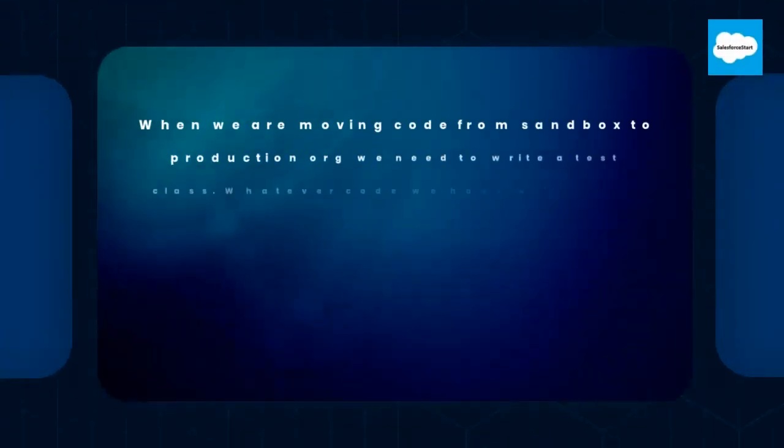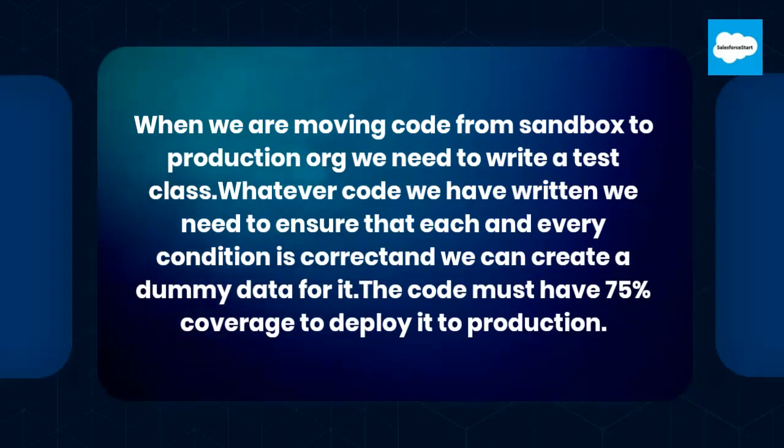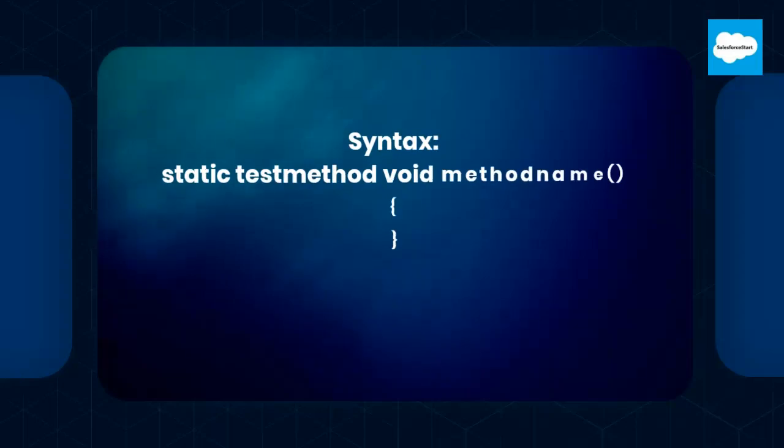When we are moving code from sandbox to production, we need to write a test class. Whatever code we have written, we need to ensure that each and every condition is correct, and we can create dummy data for it. The code must have 75% coverage to deploy it to production. Syntax: static testMethod void methodName.